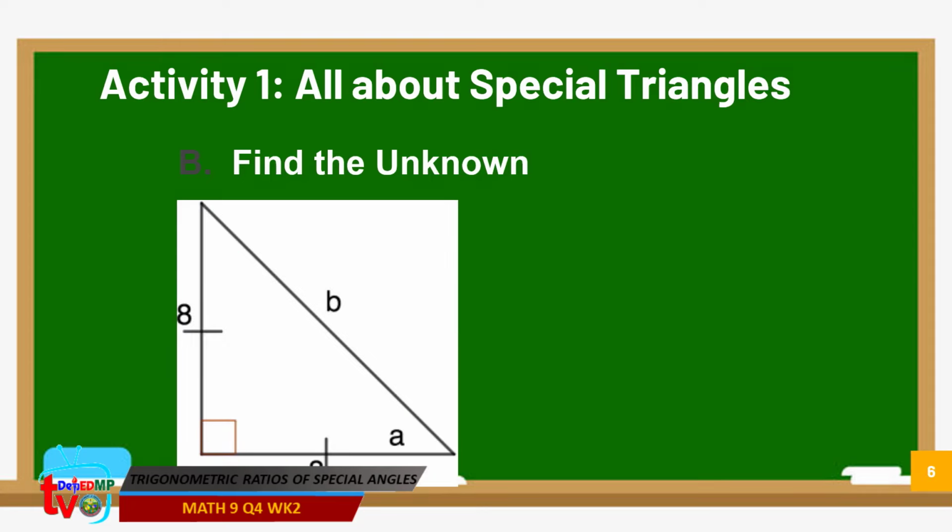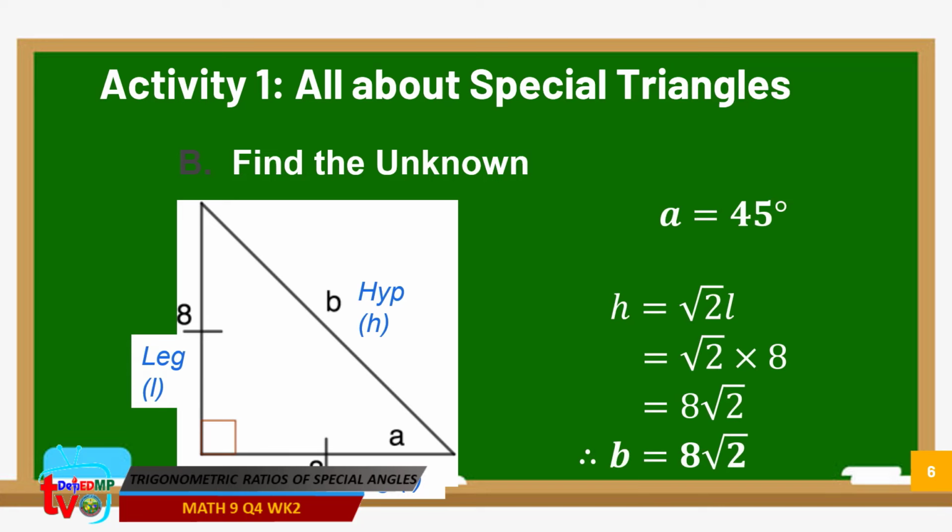The second triangle is shown on the screen. Pause this video again, then solve for A and B. Compare your answers with mine. Angle A is 45 degrees since this is a 45-45-90 triangle. And the hypotenuse is 8 square root of 2.